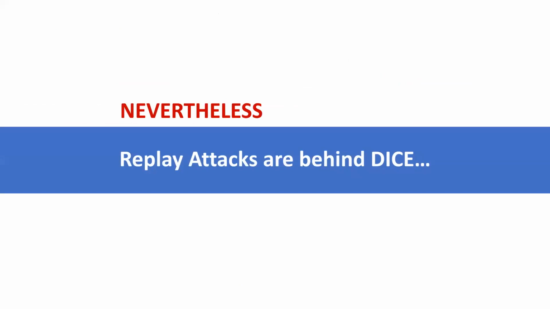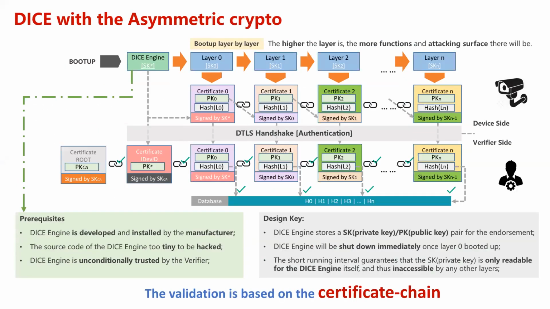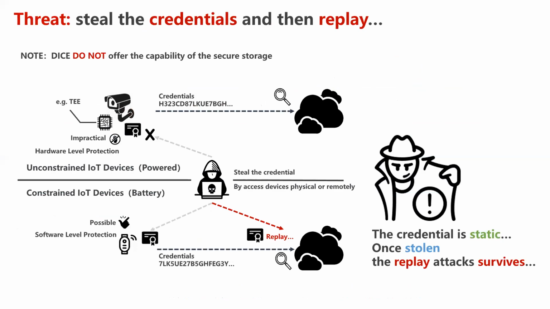Let me briefly go through why DAS can be replay attacked. This slide gives some brief detail on why IoT devices are easy to attack. It's because a lot of devices lack hardware security protection, so every credential stored on these devices is easy to steal.